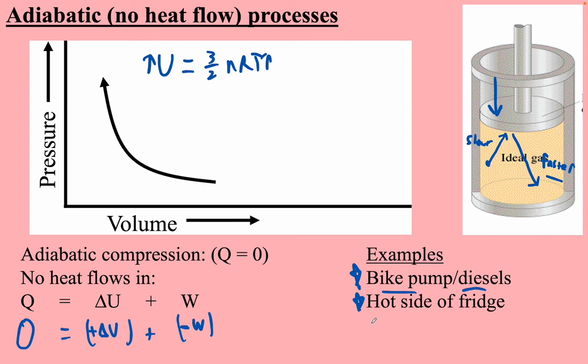All fridges, you know where the cold side of the fridge is, right? That's where the food is. There's also a hot side of the fridge. Of course, that's the game the fridge plays: it does adiabatic compression outside the freezer box, and adiabatic expansion inside the freezer box. It's clever, right? And compressors get super hot.